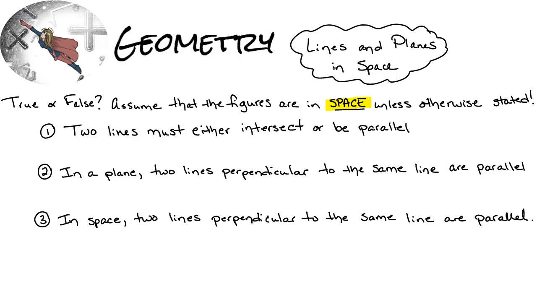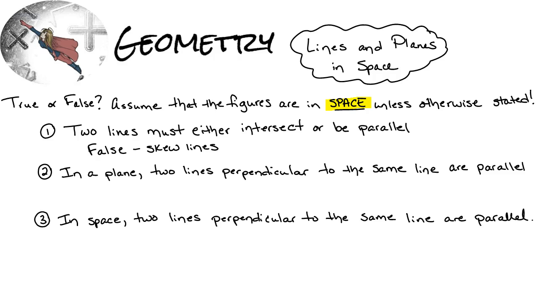So number one, two lines must either intersect or be parallel. That is false, because if you remember, there's also such a thing as skew lines. Skew lines are neither parallel nor do they intersect. So that would be the counterexample to that problem.